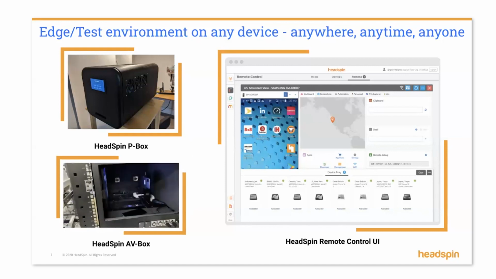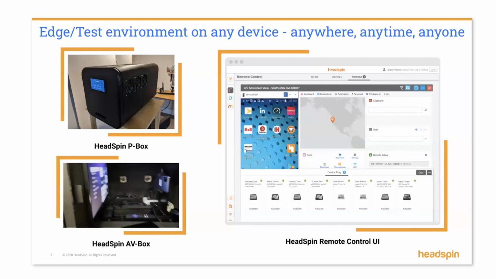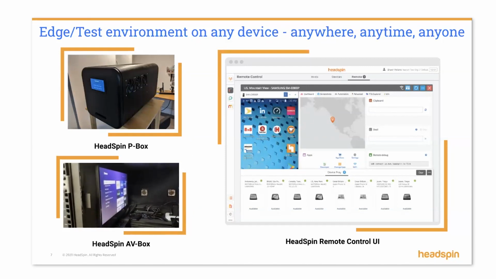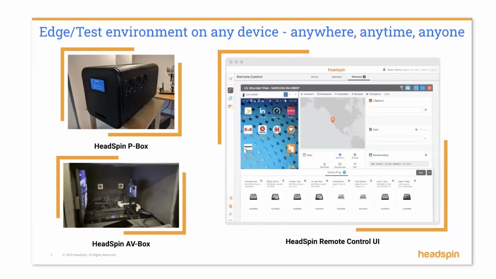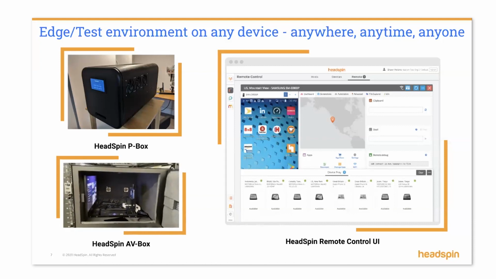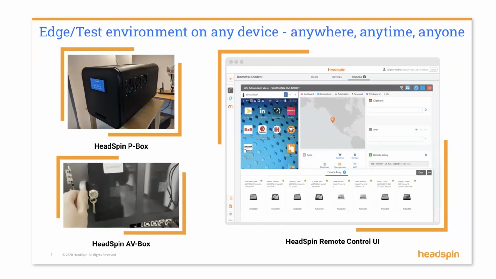If a cloud deployment is of interest to you, it's our most popular option. In this model, you would leverage HeadSpin infrastructure by picking a data center in any one of our 100 locations globally and deploying the devices of your choice.